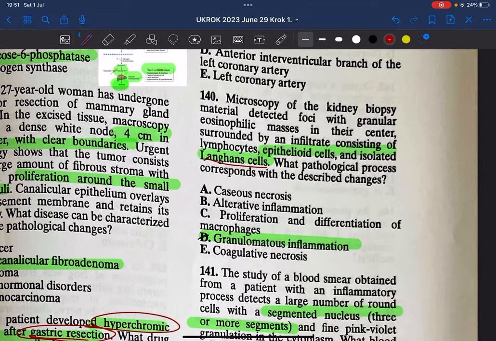We have again Langhans cells, epithelial cells. These are the cells of granulomatous inflammation.